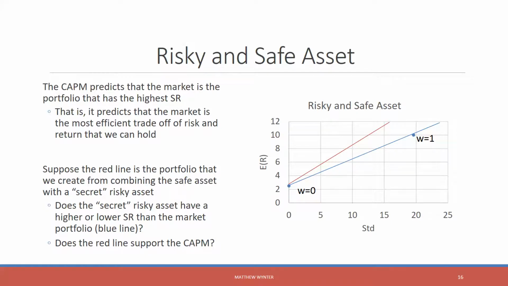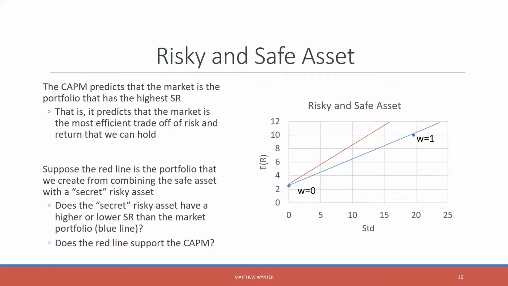Secondly, we know from the CAPM that the market should be the portfolio that has the highest Sharpe ratio. But if we compare the blue line to the red line, what we're saying is that there's some secret risky asset that, if we form a portfolio of it plus the risk-free rate, we can actually do better than if we formed a portfolio of the safe asset and the market. Remember, the way that we formed our blue line was by holding the government bond and the world market portfolio. So let's answer these questions.